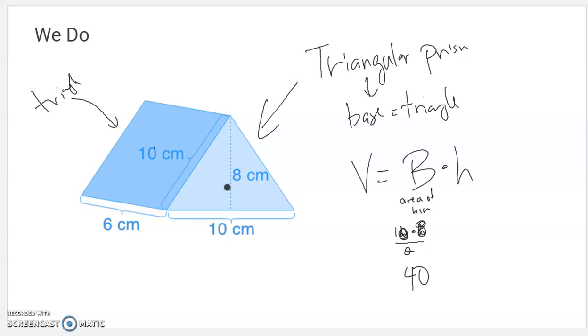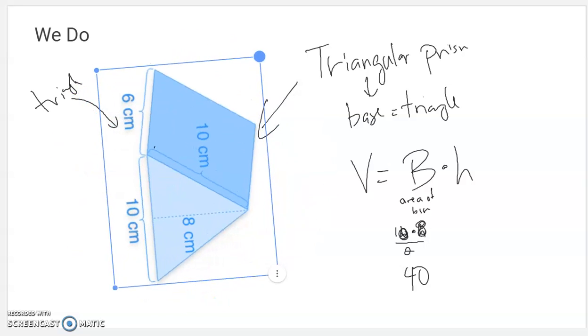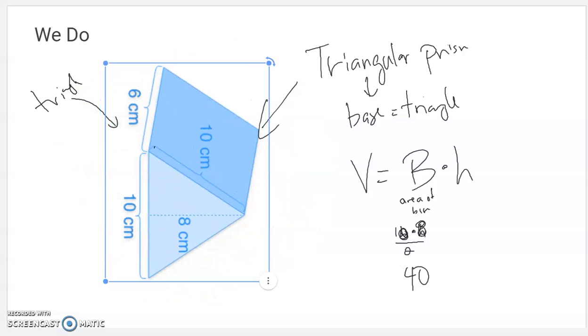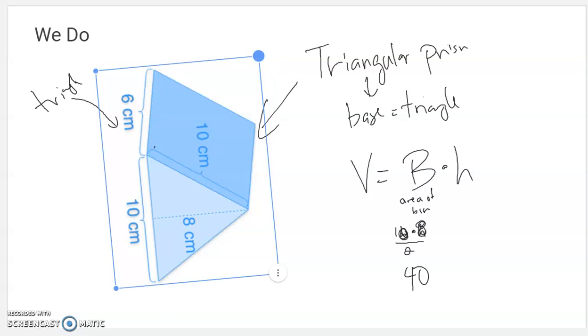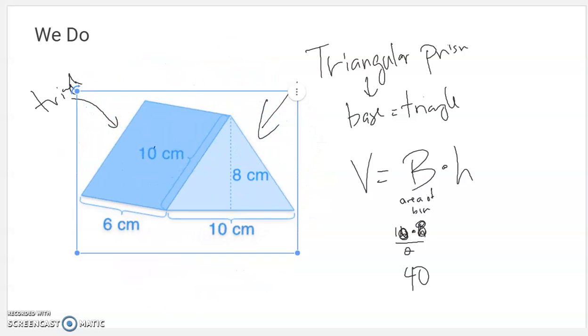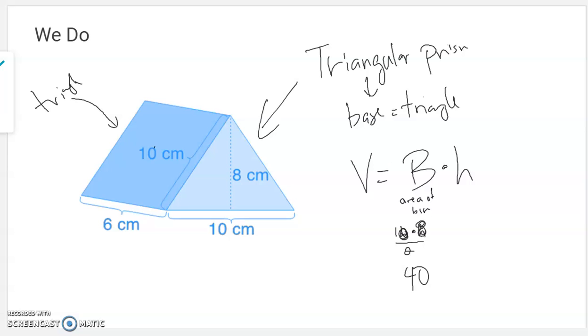It's not sitting on the triangle. If you turned this and it was sitting on its base, the height would be that. But it's kind of strange to call it the height when it's sitting this way. But the height's this other dimension. So we look and say, okay, it's 10 this way, and its height would be this 6, equals 240 cubic centimeters. So area of the base times the height.